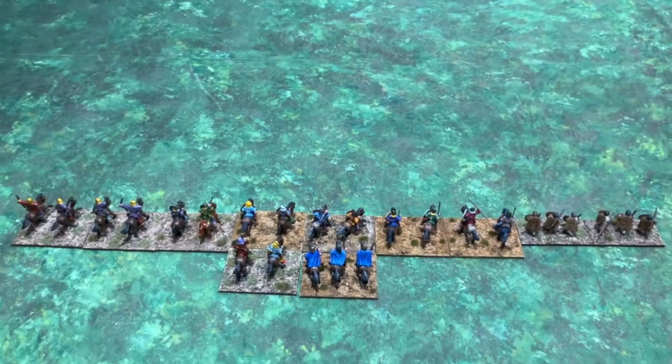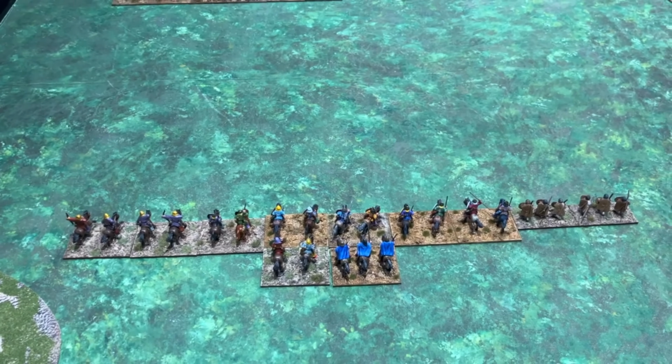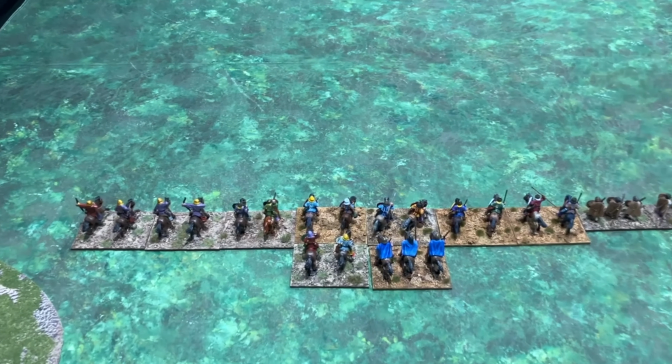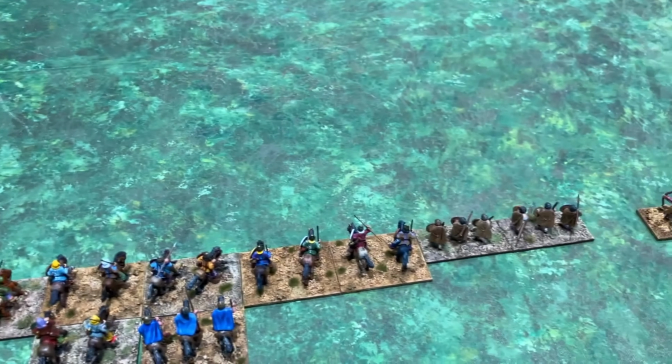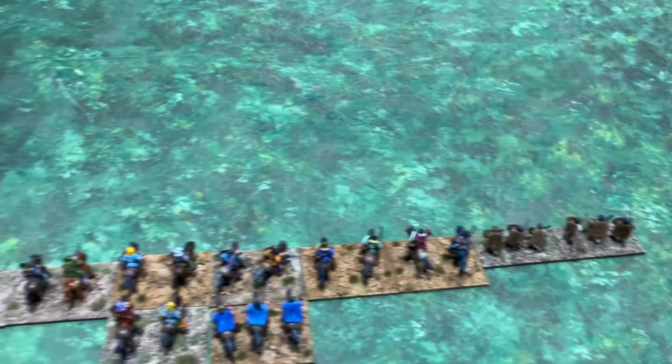Left flank, commanded by his son, and this is a knight general with a lot of jav cav, some horsebow, a couple of light foot of support.